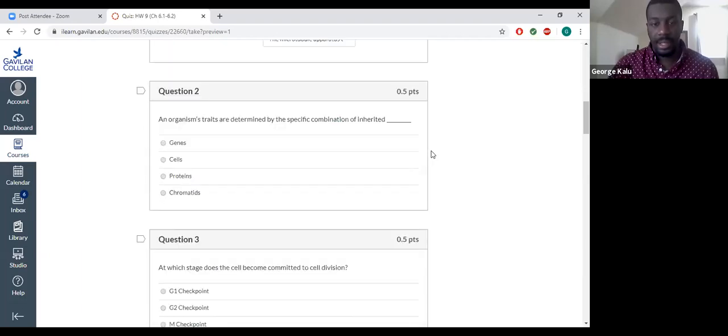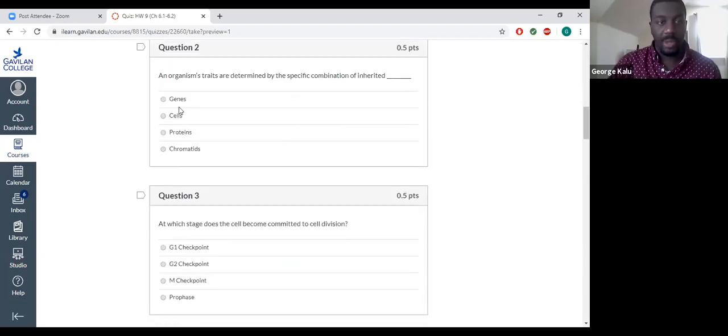All right, looks like we're good. All right, so starting with question 2. An organism's traits are determined by the specific combination of inherited genes, cells, proteins, or chromatids. Yes, he says genes, and that is absolutely right. And Kimberly's got that one good too. So organisms' traits are going to be determined by their inherited genes. Remember, the gene is just a specific region on your DNA, but the different nucleotides within that gene are going to contribute to the different variations within our population.